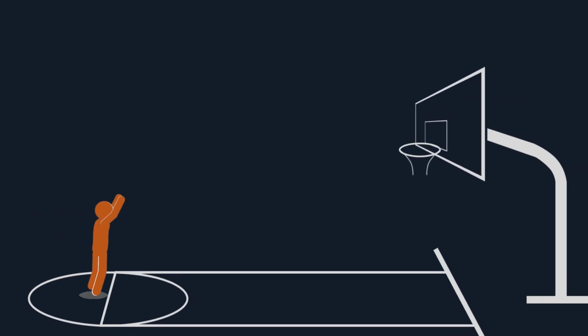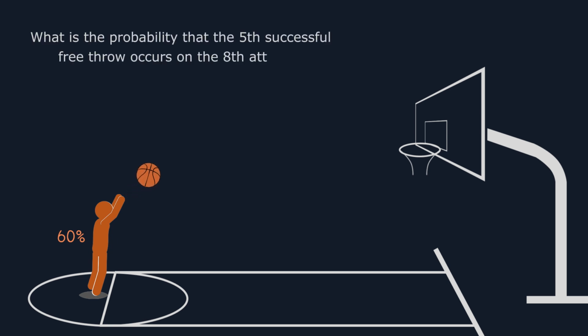A basketball player has a 60% chance of making a free throw. What is the probability that the fifth successful free throw occurs on the eighth attempt? Now, if you've watched our previous videos on binomial distribution and geometric distribution, which I highly recommend you check out, you'll notice that this problem feels familiar. It's almost like a mix of both.